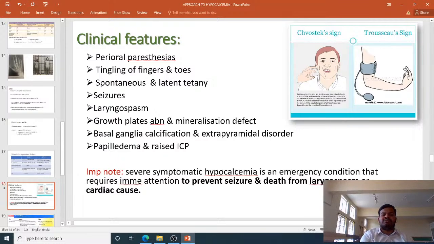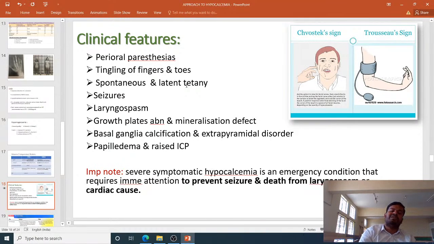So clinical features, what do we see in patients with hypocalcemia? There will be perioral paresthesia, tingling of the fingers and toes, spontaneous and latent tetany, seizures, laryngospasm, growth plate abnormalities, mineralization defects, basal ganglia calcification and extrapyramidal disorders, and papilledema and raised intracranial pressure. So these are all the signs and clinical features we see in patients with hypocalcemia.